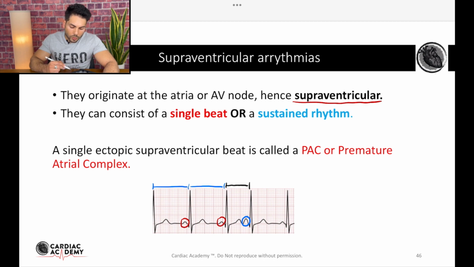Now, if you notice, it's shorter because it happened before the SA node could depolarize. So that means that it's gonna be slightly irregular. However, then it goes back to the normal heart rate because the fourth depolarization is occurring at the level of the SA node. So this is known as a PAC.